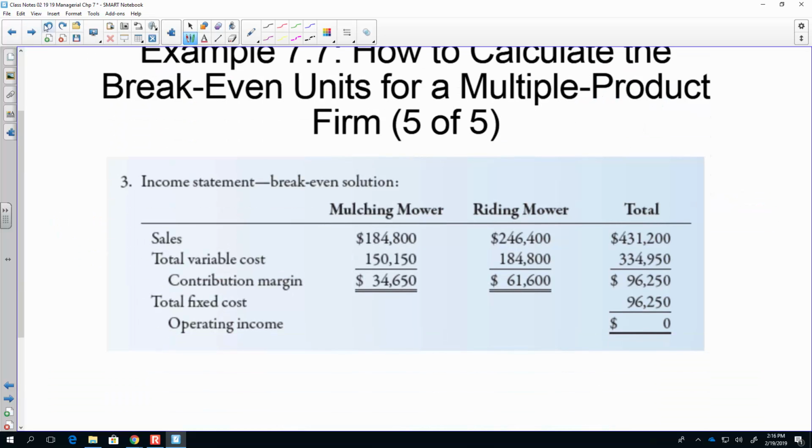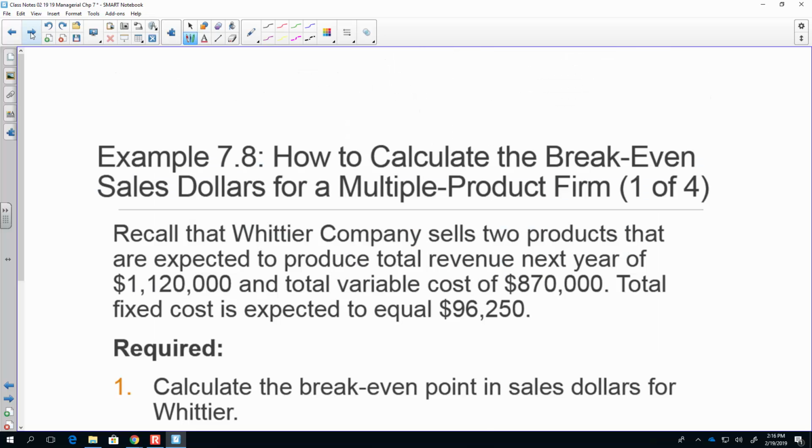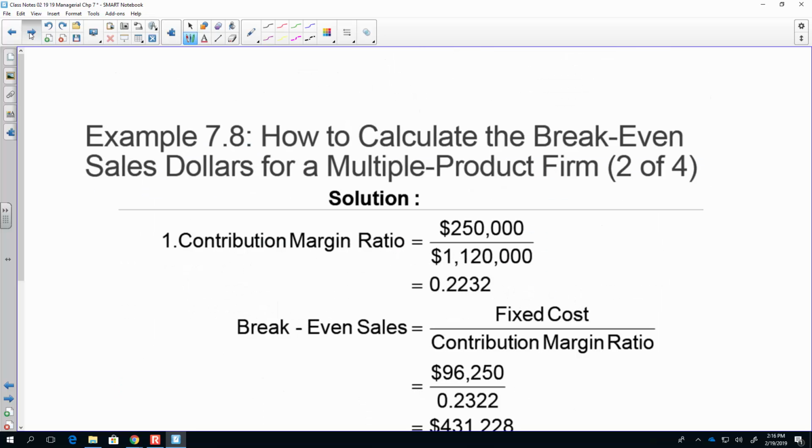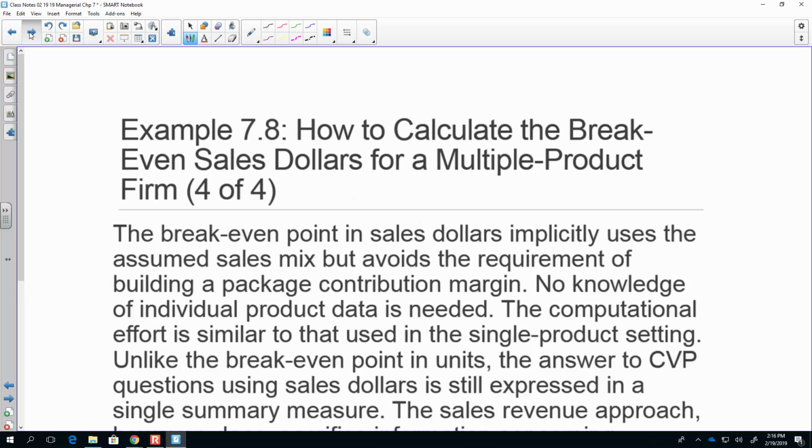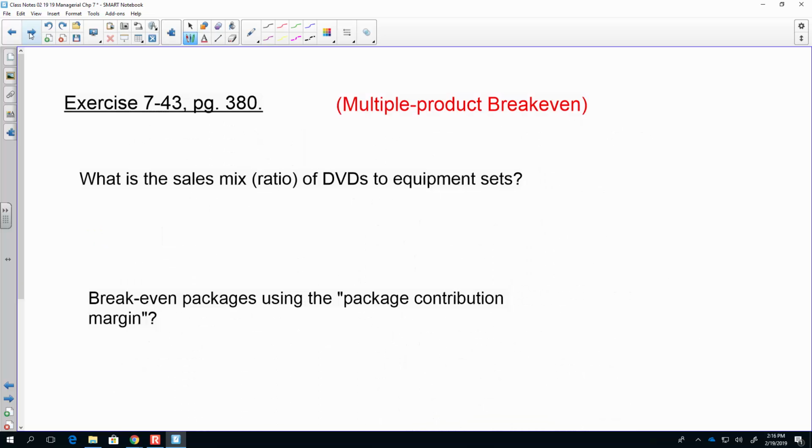And here they're just proving it out. I'm not worried about the sales dollar computation, example 8. Let's try problem 43, please. And then we'll take our first break.